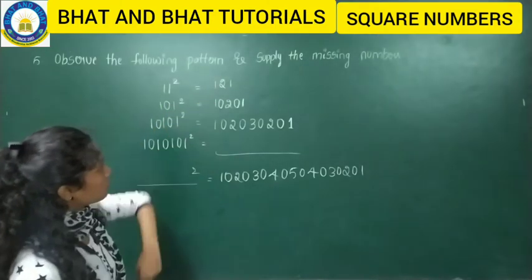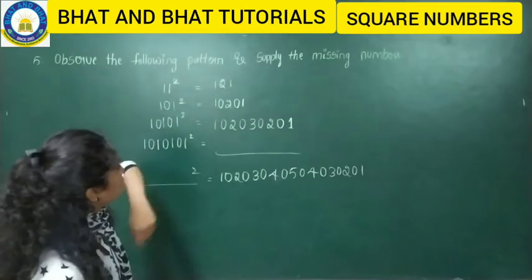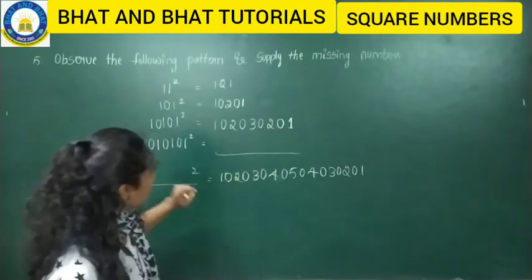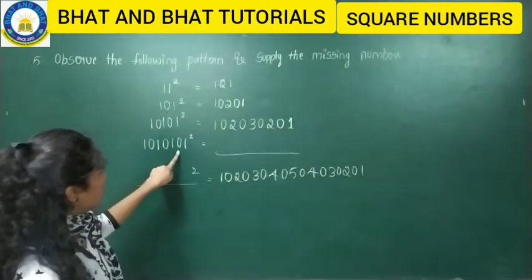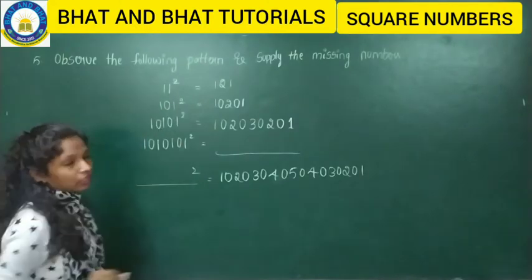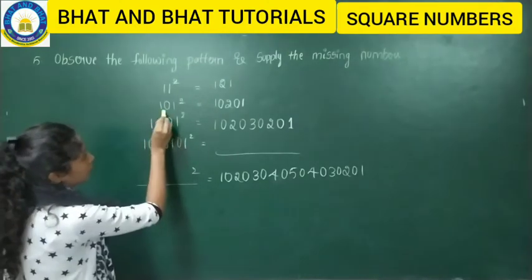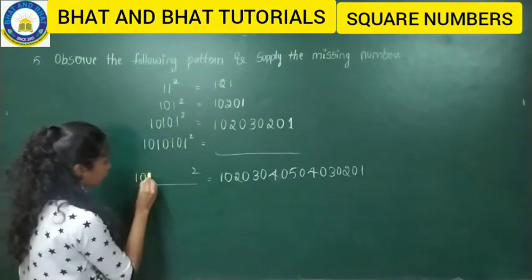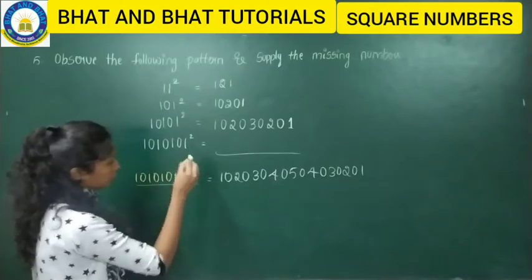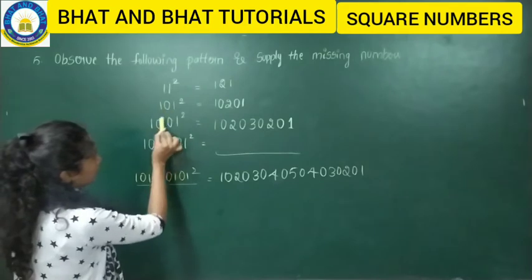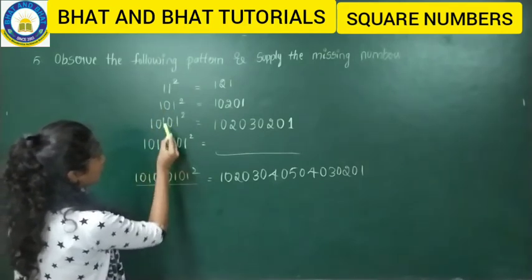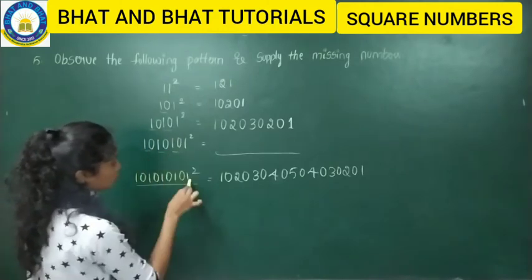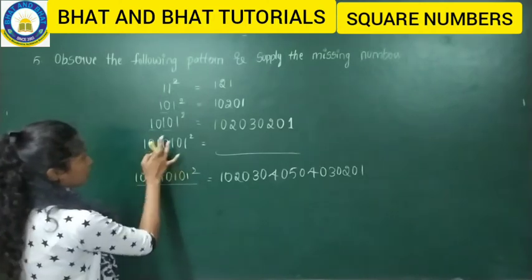So 101 square is equal to 10201, 11 square is equal to 121, 10101 square is equal to 102030201, and here 101010. See here, you have only one 10. Just think. Here you have only one 10, here you have two tens, here you have three tens. That means here it will be four tens in the last one. See, 1, 2, 1, 2, 3, and 1, 2, 3, 4. The last one is constant. So this is how you can do this.